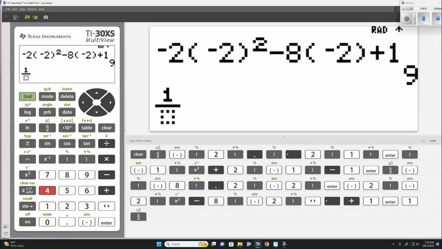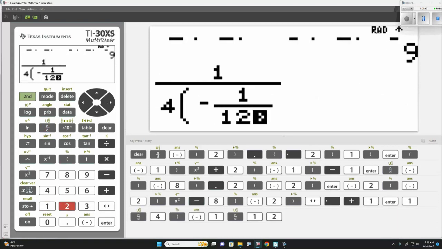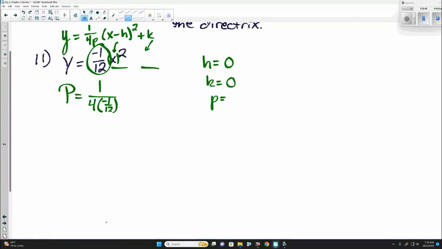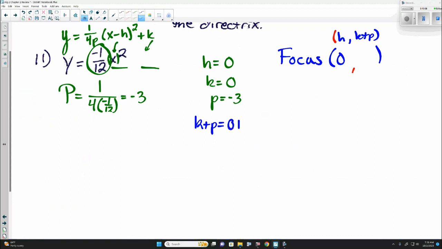Now at this point, we could plug it into the calculator and let it do it for us. And it's going to tell us it is -3. So the value of p in this case is -3. Now it wants us to find the focus. Now since it is y equals, our focus is the point h, comma, k plus p. We already know h is 0. But we do need to evaluate k plus p. K is 0, p is negative 3. So the y value of the focus is negative 3.